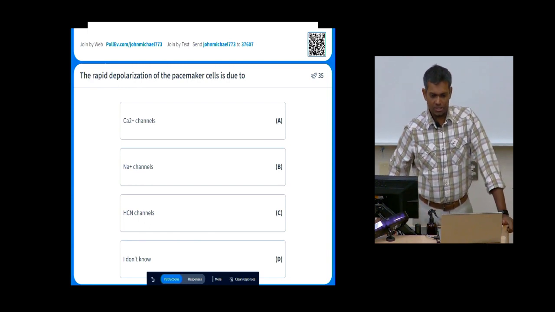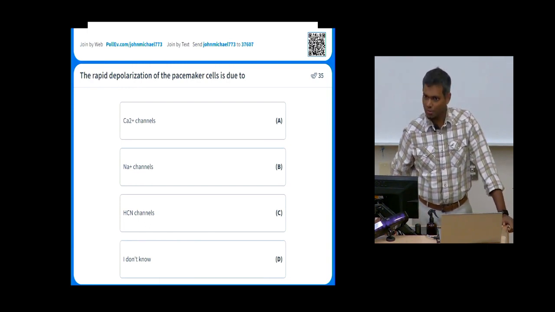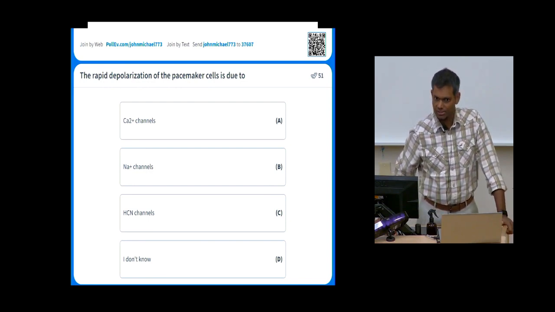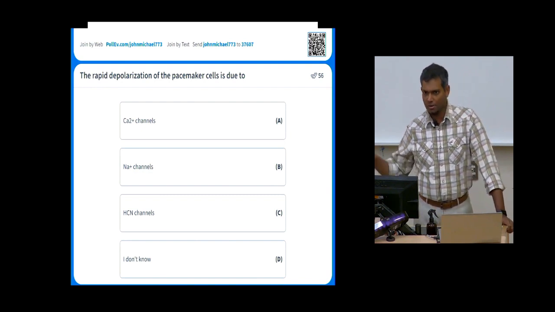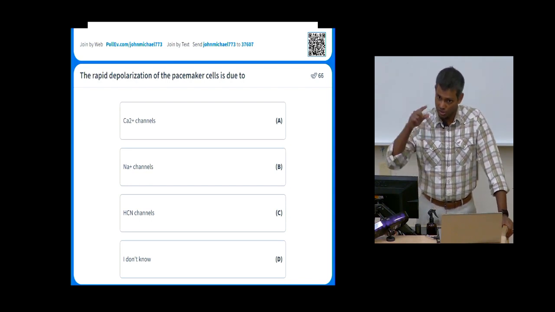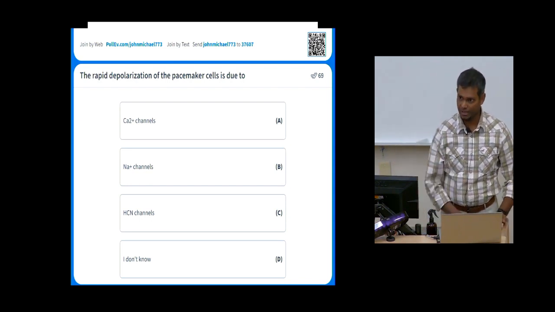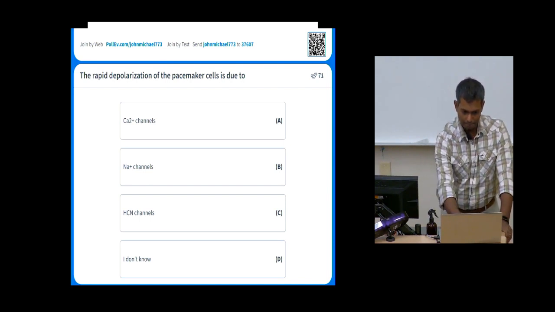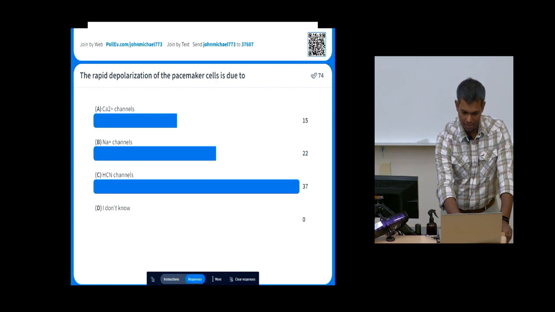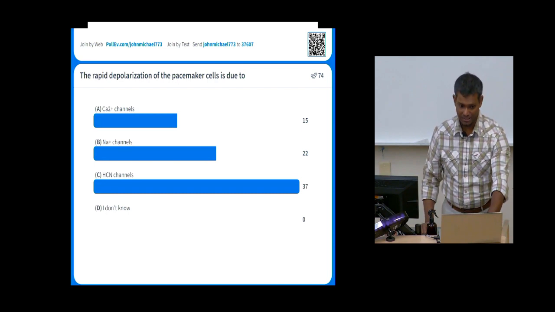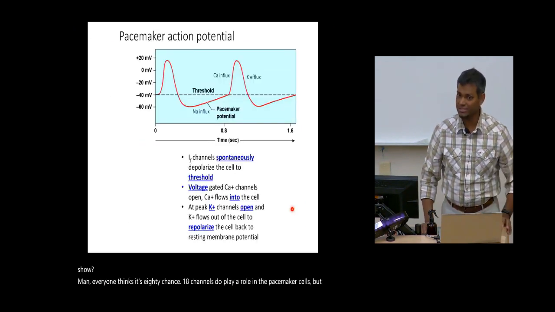Okay, the rapid depolarization of the pacemaker cells is due to blank. Is it due to calcium channels, sodium channels, HCN channels? So this is talking about the pacemaker cells and their action potential and what is causing those various phases of that action potential. Man, everyone thinks it's HCN channels. HCN channels do play a role in the pacemaker cells, but the right answer is calcium channels, right?